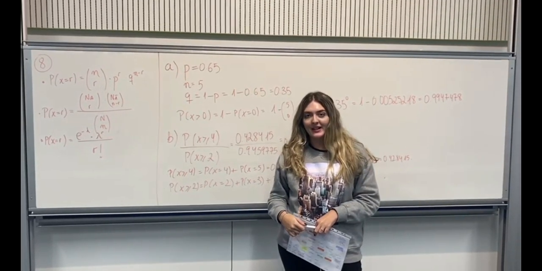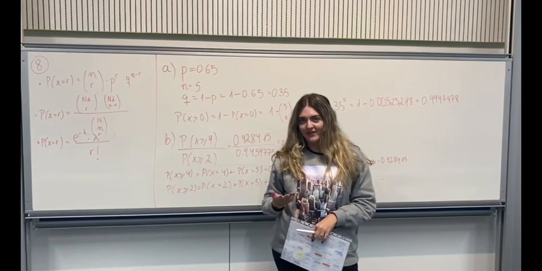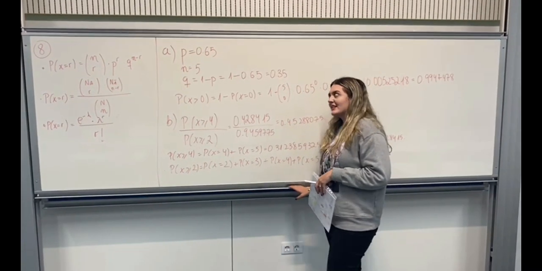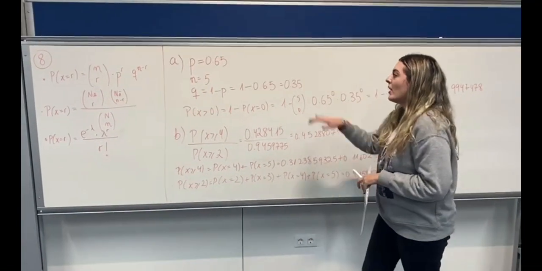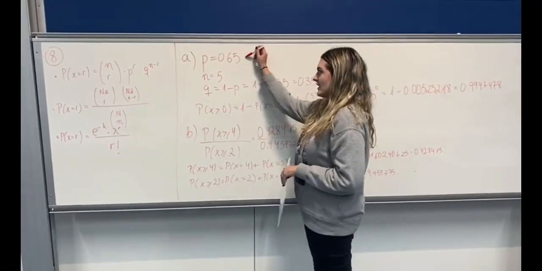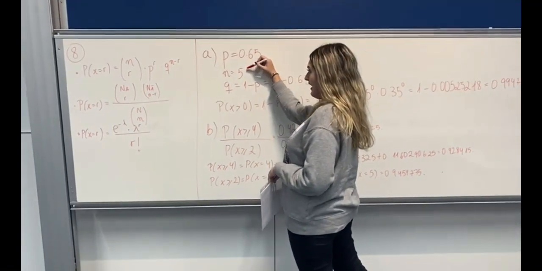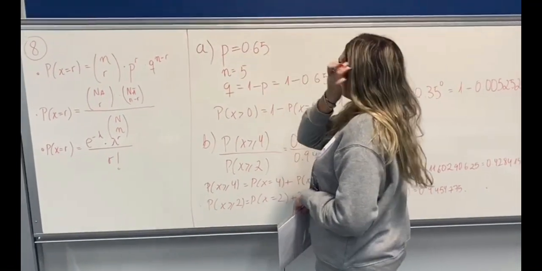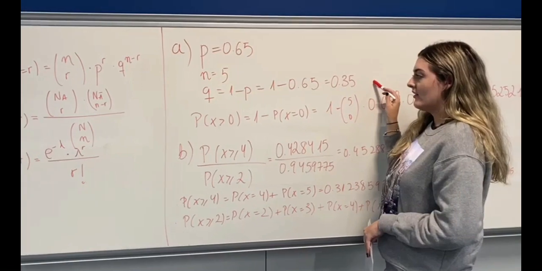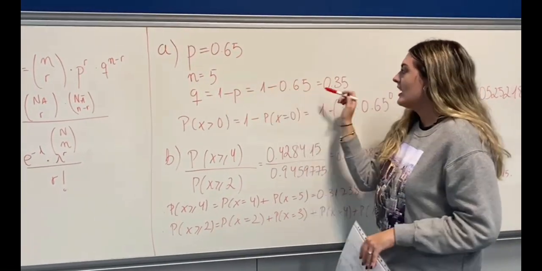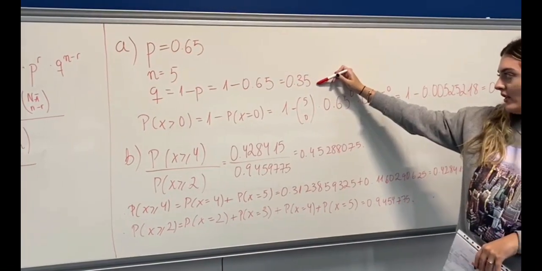I'm going to be explaining exercise 8 from unit 3. Here you have the text. Now that we've seen the text, we can see that we have the probability of success, which is 0.65. We have the sample size, which is n, and it's equal to 5. And we have the probability of failure, which is 1 minus p, which we already have here, and it's 0.35.